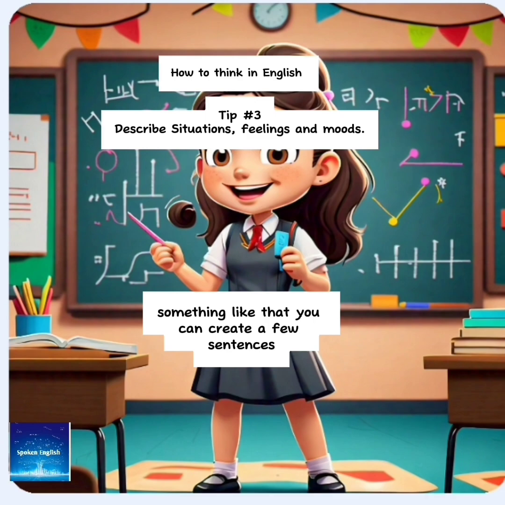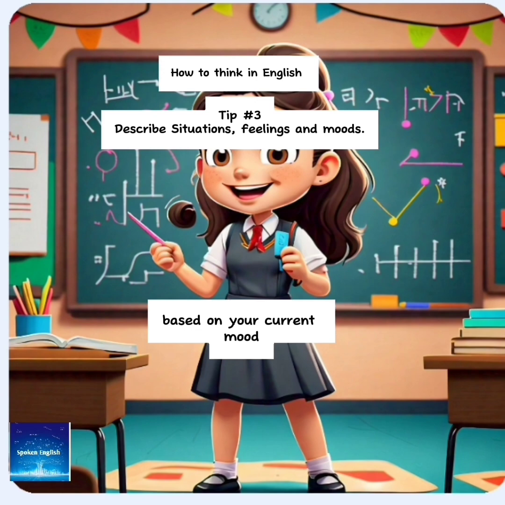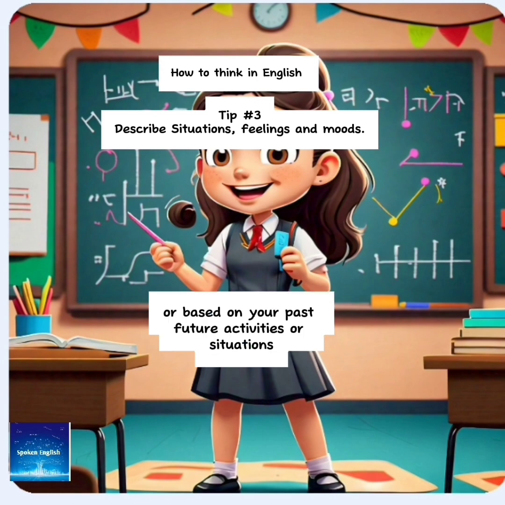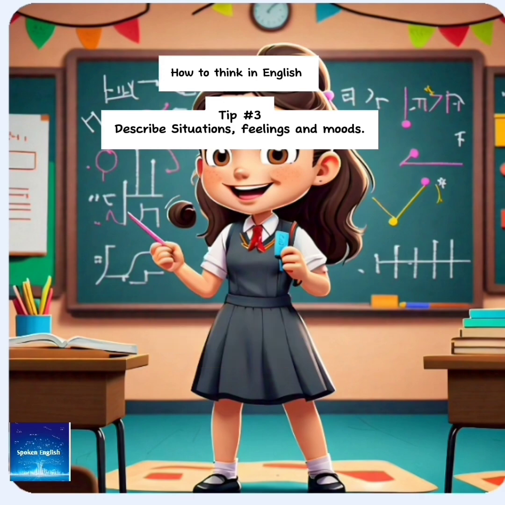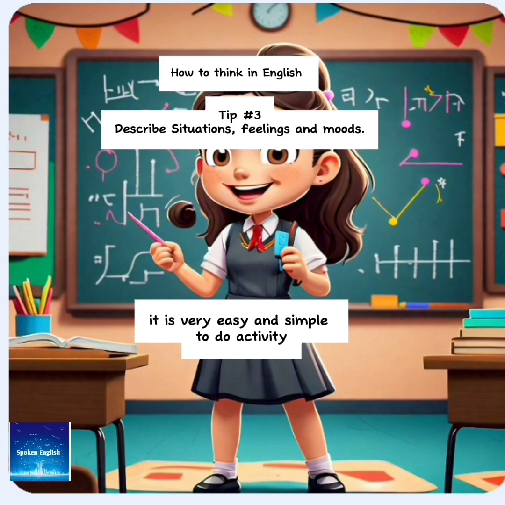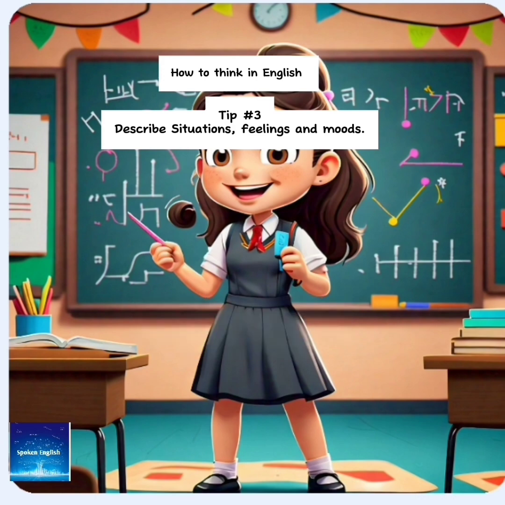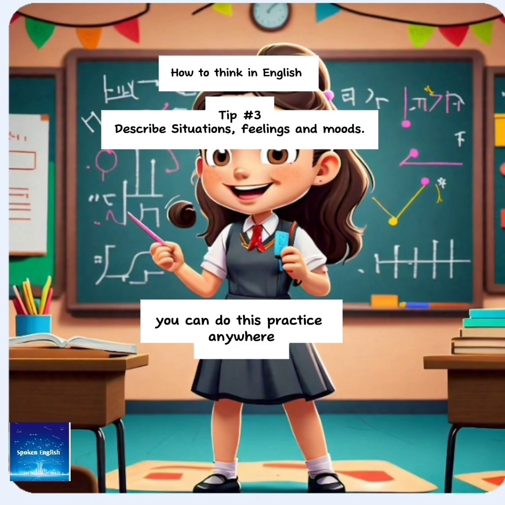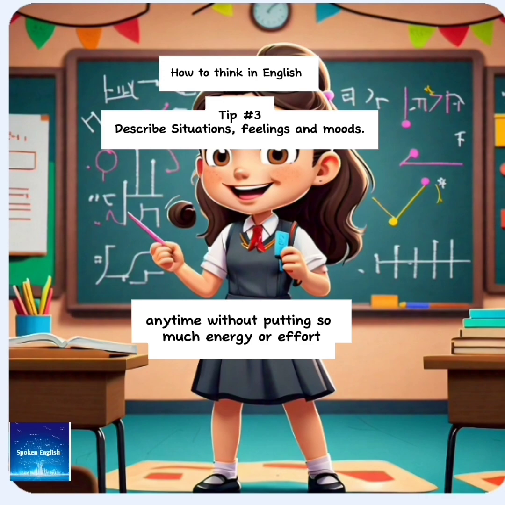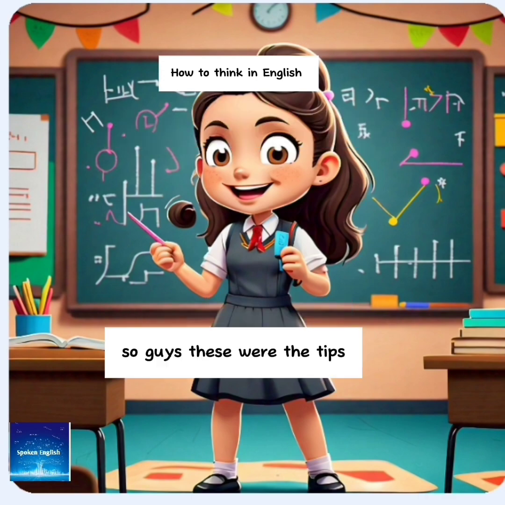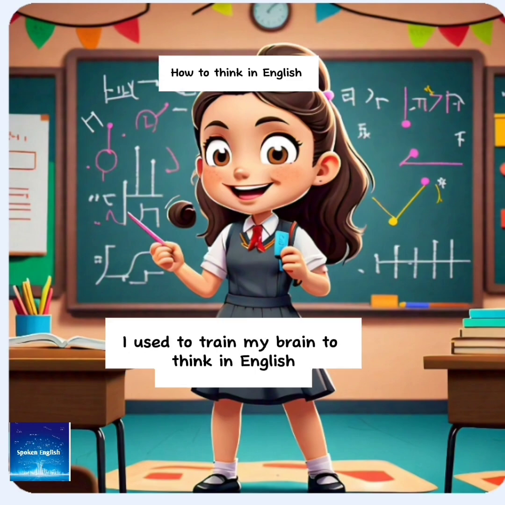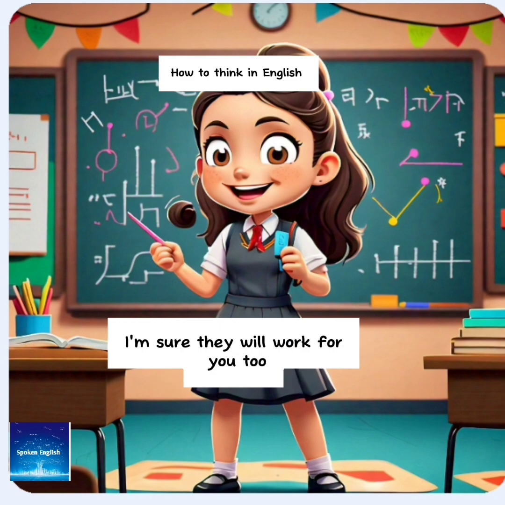Something like that, you can create a few sentences based on your current mood or based on your past or future activities or situations. It is a very easy and simple activity to do. You can do this practice anywhere, anytime without putting in so much energy or effort. So, guys, these were the tips I used to train my brain to think in English. I'm sure they will work for you too.